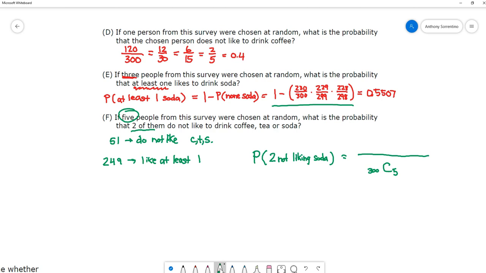But I have these two groups. I have the 51 I do not like and the 249 that like at least one. I want two of them from this group here, from the 51. So I'm going to have 51C2, which means I'm going to have three from the other group. So the other group, 249C3. And that's how I would set this up.